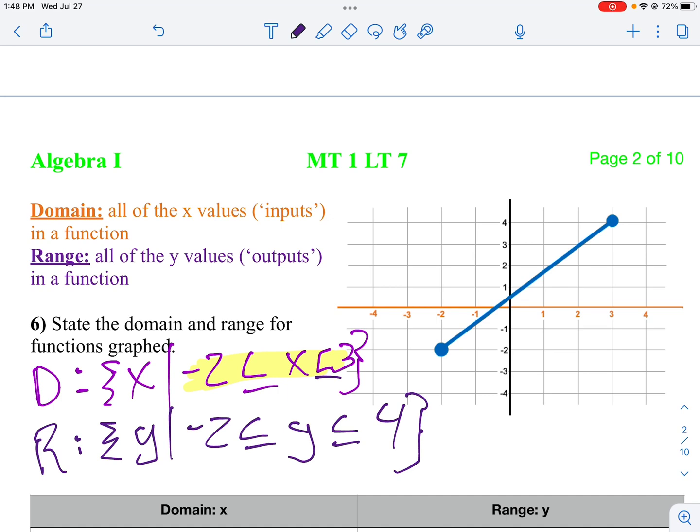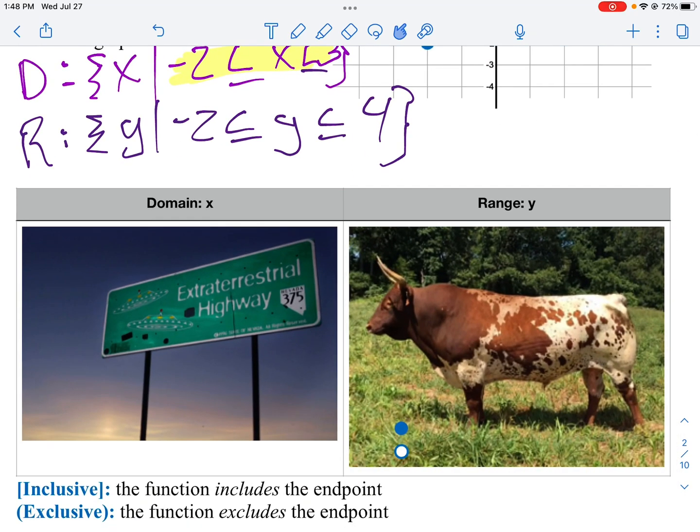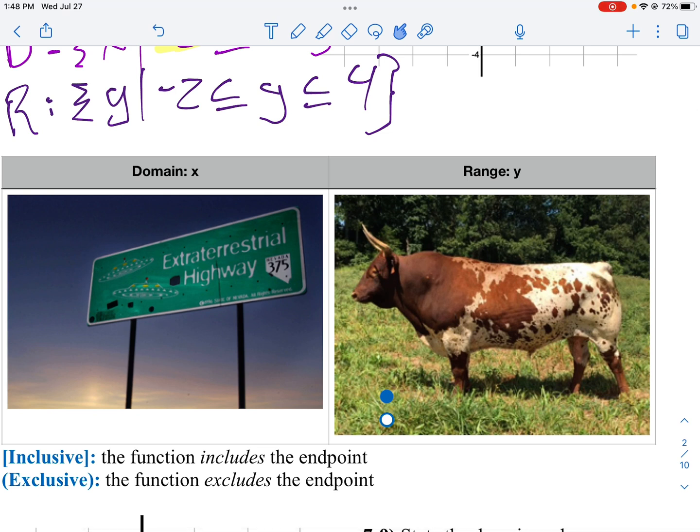A way to remember this, I think in terms of pictures. Domain X sounds kind of like extraterrestrial, so I remember X goes with my domain. Rangy, that's where we got the picture of the cow here, from a range, so rangy goes with Y. So domain X and rangy is a way to remember your X and Y values.